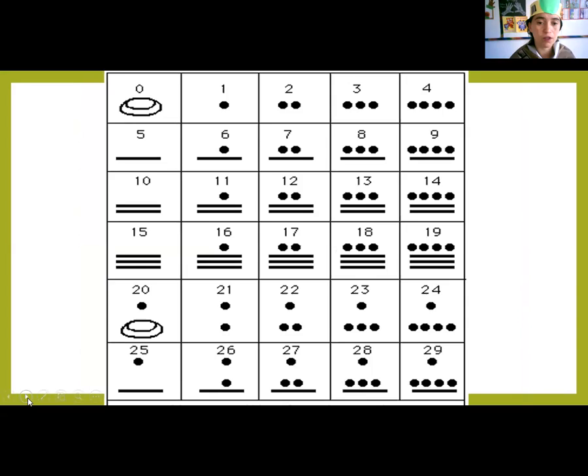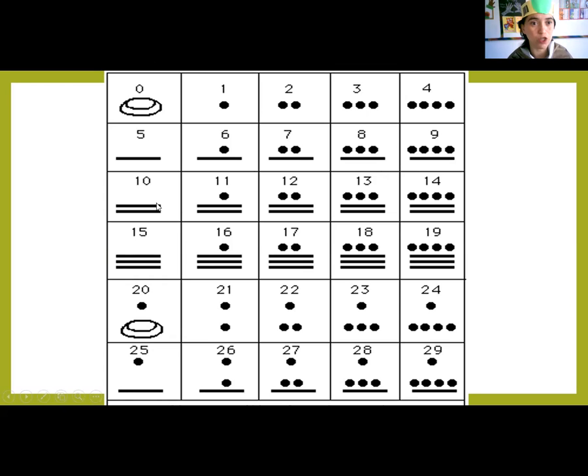Here we have number 0. Look, here we have the shell. Number 1, we have a dot. Remember that the unit is 1. Number 2, we're going to have 2 dots. Number 3, 3 dots. Number 4, 4 dots. Number 5 is going to be a bar. Remember that the bar is 5 units. So number 6 is going to be a bar and a dot. Number 7, a bar and 2 dots. Number 8, a bar and 3 dots. Number 9, a bar and 4 dots.